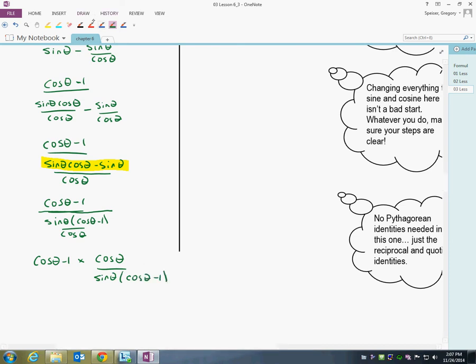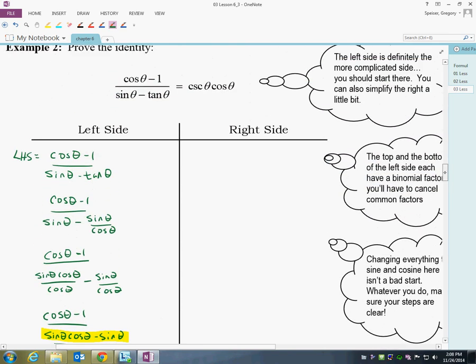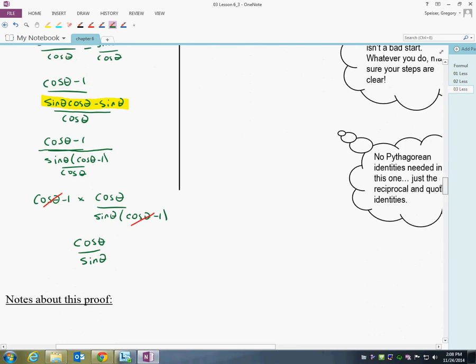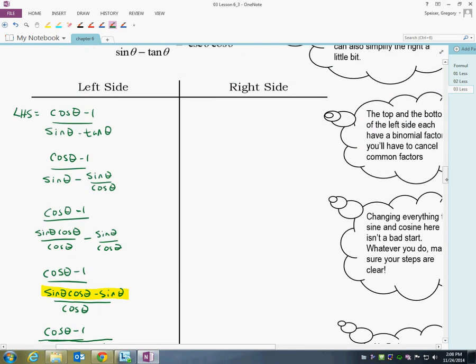And this is where I get the payoff, right? Because on my cos theta minus 1, I can cancel from the numerator and the denominator. So here I have cos theta over sine theta, and in the back of my mind I'm thinking, hey, that's also cotangent, isn't it? So now let's see what we can do to the right-hand side to make it look like cos theta over sine theta.